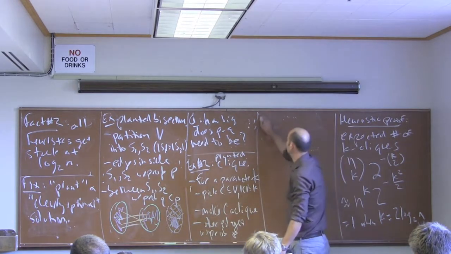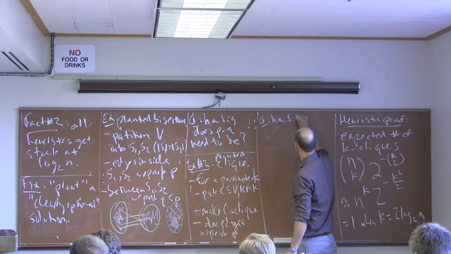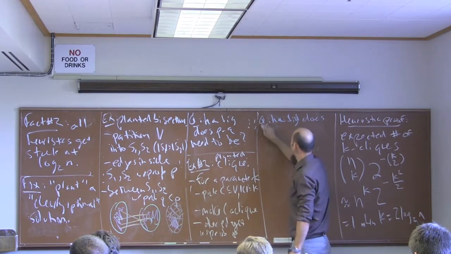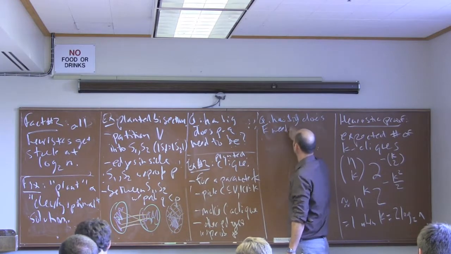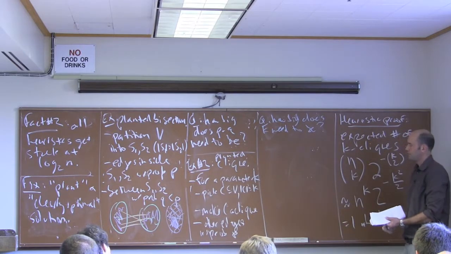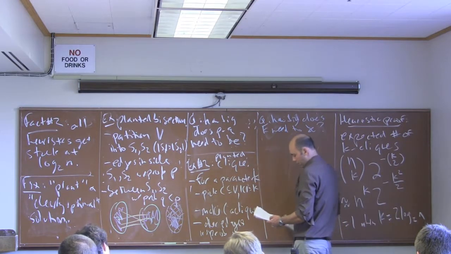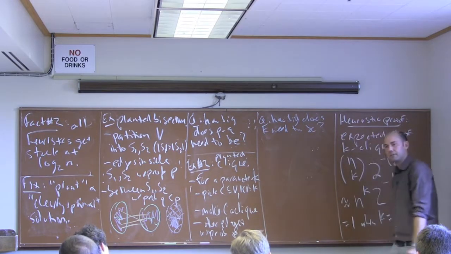And so now the question is, how big does k need to be before there exists an algorithm that does exact recovery with high probability? All right, so are those two problems clear?